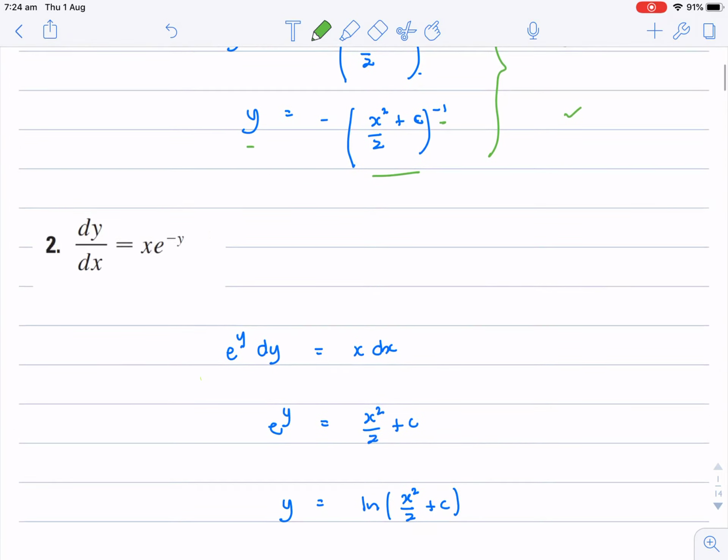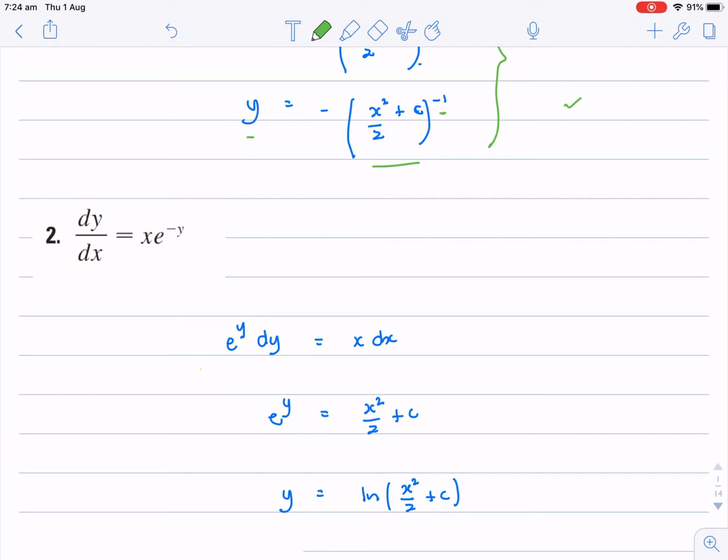Let's have a look at another example. This time another separable equation. So x and e to the minus y, which again you could write as x over e to the y. So when we simplify this, the e to the y just gets multiplied on both sides, and the dx gets multiplied on both sides, and then we integrate.